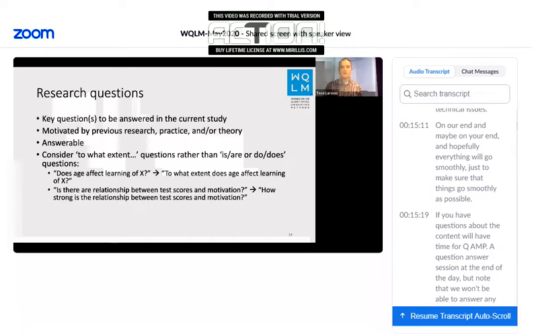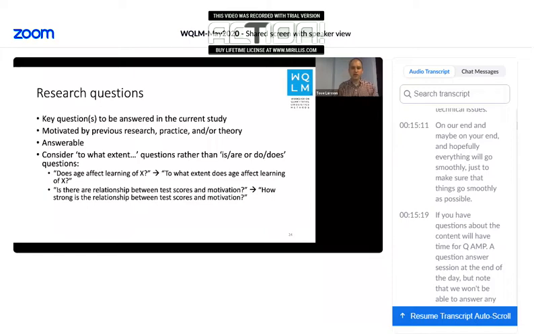It's better to say, to what extent does age affect the learning of X? We'll talk in a few minutes about how variation is everywhere. And it's not enough to simplify that variation down to a yes or no response. That could be helpful, possibly, but it's so much more interesting to go further and to actually explain what the data shows, and that will come in the form of a to what extent answer.